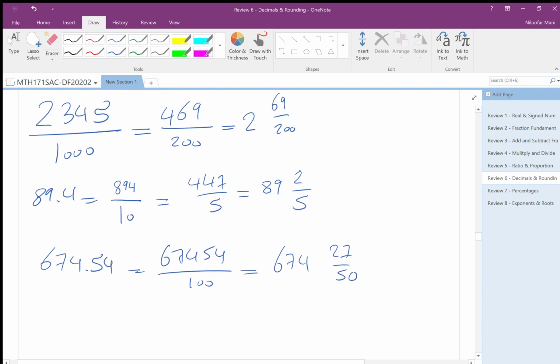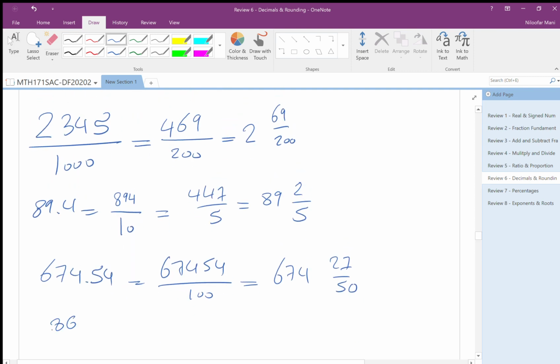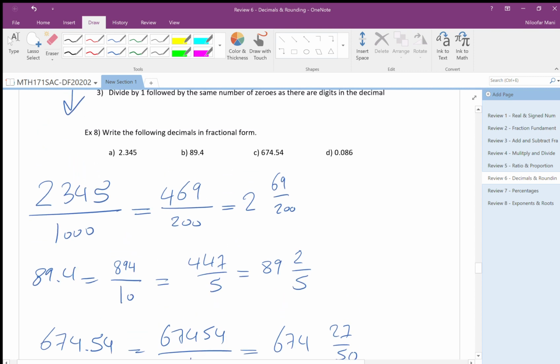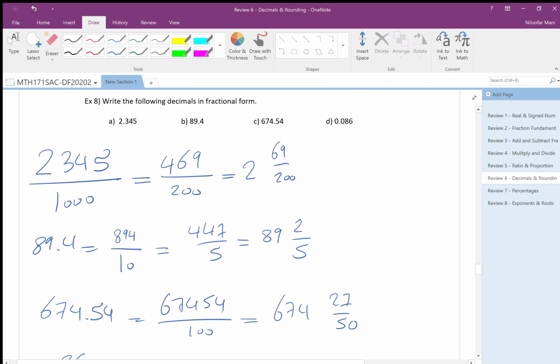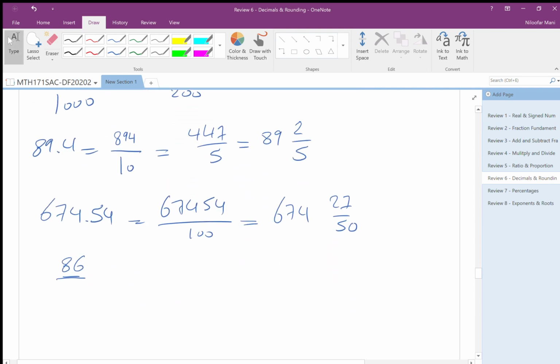The last but not least is 0.86, but remember, it's not 86 divided by 100. 86 divided by 100 is 86%, which is a very high number, but this one is divided by 1000. So that one is 10 times smaller than this one, and then I can say it is 43 divided by 500. Okay, and then I'm done.